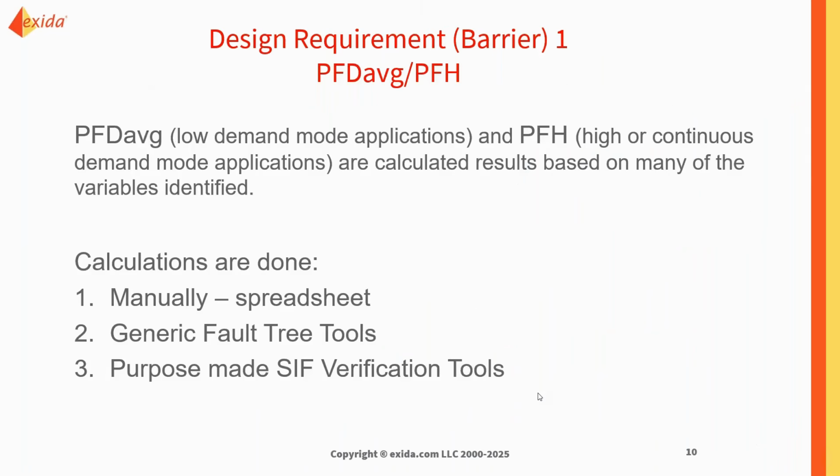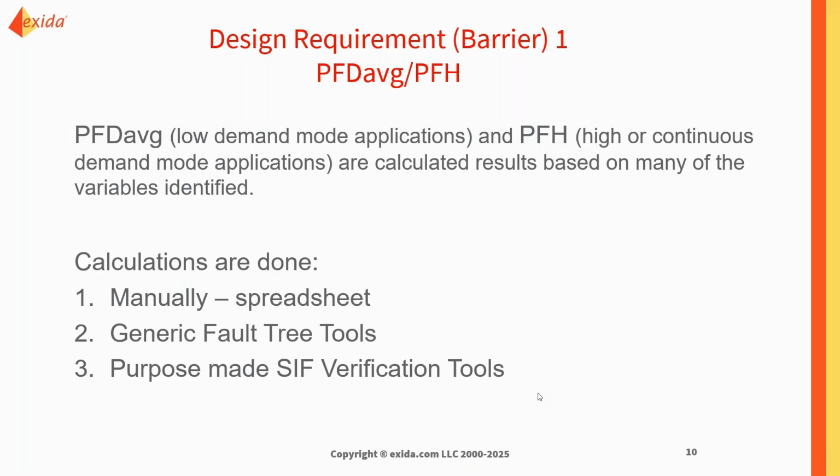So predominantly in the process industry, we talk about low demand. This is where the SIF will be sitting there for potentially years, not being called into operation. And of course, that's where the following through with the maintenance requirements is very important. So we use PFDavg in low demand modes for long periods of time. And then of course, if we have any high or continuous demand mode applications, machine safety, for example, we need to look at a different metric, which is the probability of failing per hour. And both of those will be based on random failure rates.